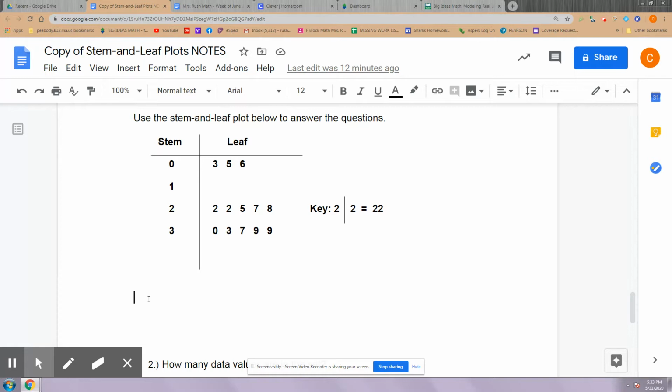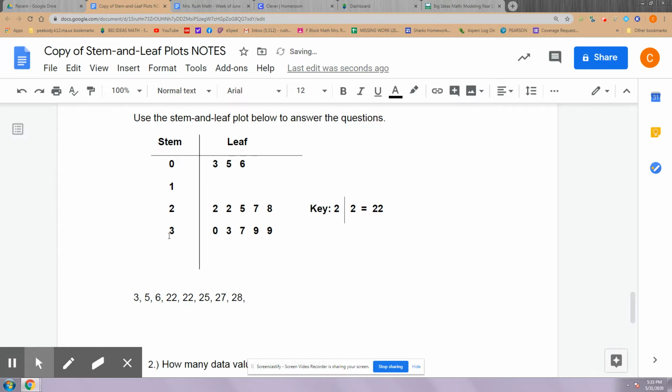So the first number would be 3. We have a 3, then a 5, then a 6. If you notice here, see how there's a stem of 1, but then there's no leaves, it's blank? That means we don't have anything in the tens row. There's nothing that starts with a 1. So let's move on to the stem of 2. The numbers in the 2 row would be 22, 22, 25, 27, and 28.